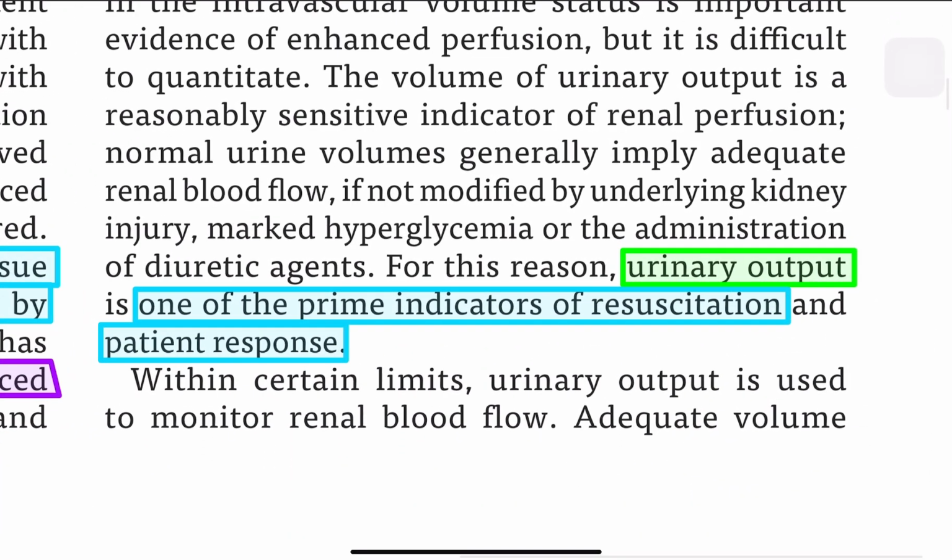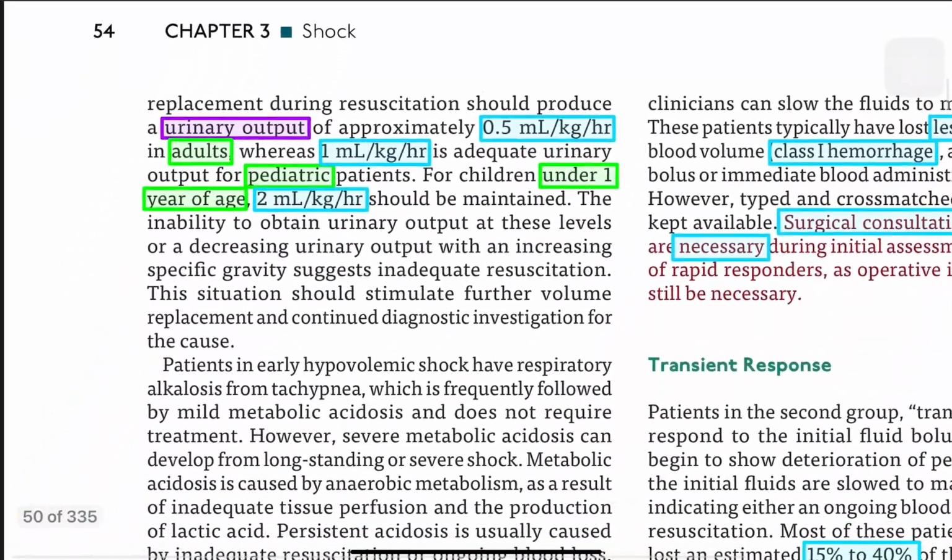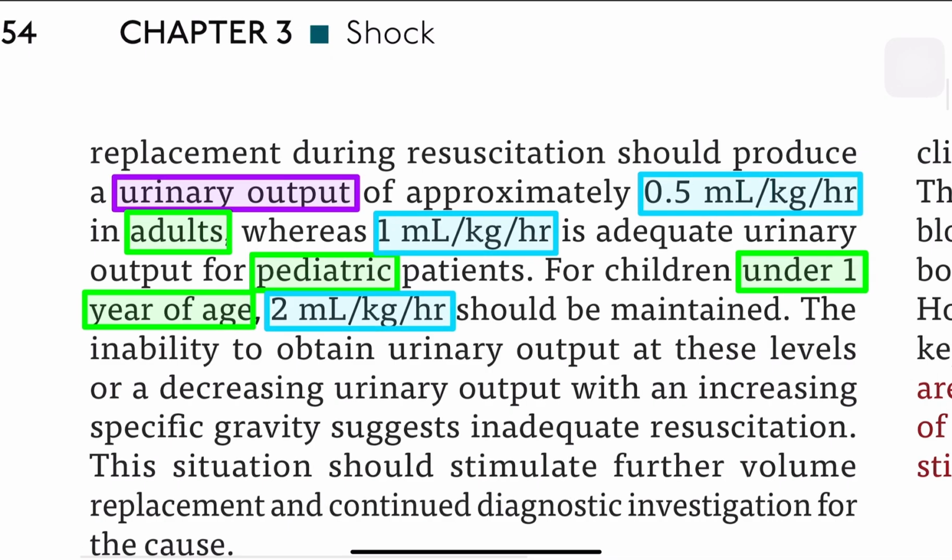Urine output is one of the prime indicators for resuscitation and patient response. This question has been asked in NEET PG multiple times. What is normal urine output for a trauma patient? In adults it is 0.5 ml per kg per hour, in pediatric patients 1 ml per kg per hour, and in infants under 1 year it is 2 ml per kg per hour. So we have 3 values for 3 age groups: adult 0.5, pediatric 1, and infant 2.